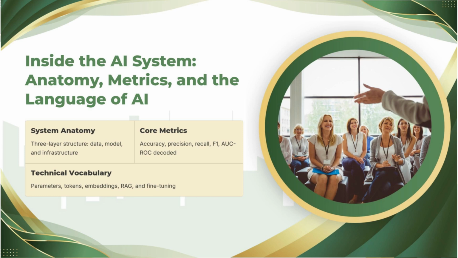First, we'll dissect the three layers of any AI system: data, model, and infrastructure, and see how APIs and human roles connect around them. Think of it like anatomy class before surgery. You can't audit what you can't locate.